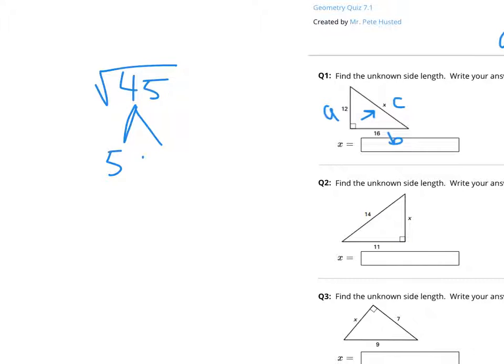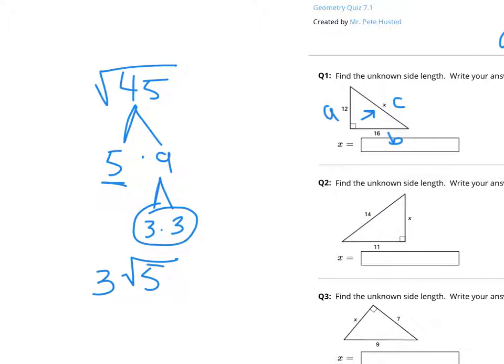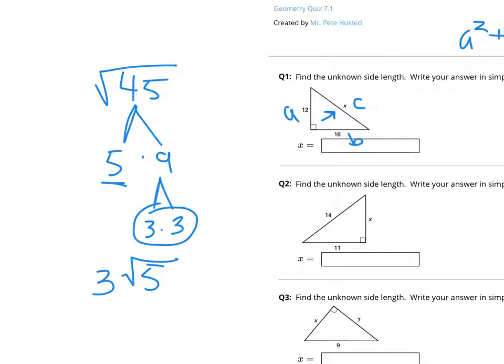So 5 times 9 works. It could be any fact that works. Can you break down 5? The answer is no. But you can break down 9 to be 3 times 3. Now, I always like to think of this as jail, as I've told you many times. In order to break out of jail, you have to have a partner. And 3 has a partner. So we're going to pull out 3. 5 does not have a partner, so he has to stay inside the radical. So that would be how you simplify if it were 45. Okay? So that's how that works.